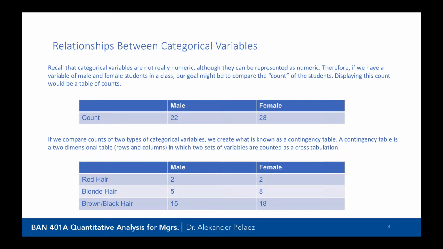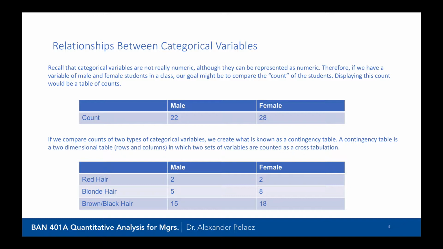Now, if we have relationships between categorical variables, remember these are not numeric, even though we can represent them as numeric. The categorical variables, as we said in a previous module, can be nominal, ordinal, discrete, or binary. So let's take an example: if we have male and female students in a class, the most obvious thing is to create a table and do a straight count of the number of male students and the number of female students.